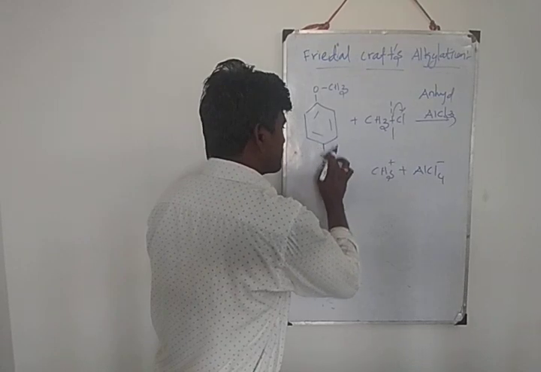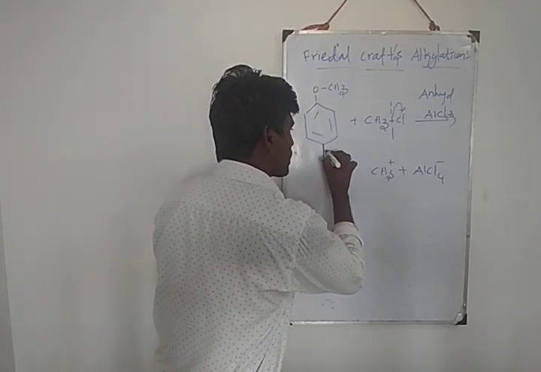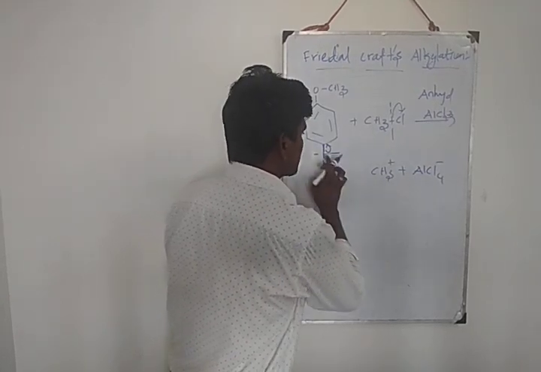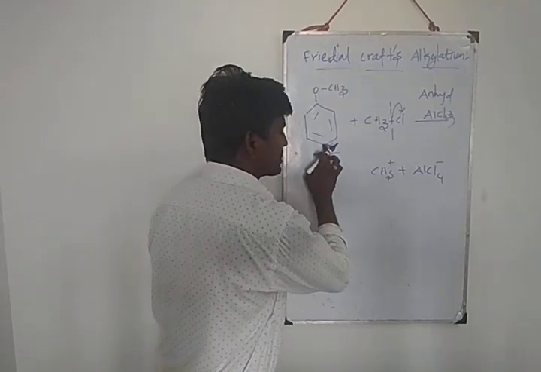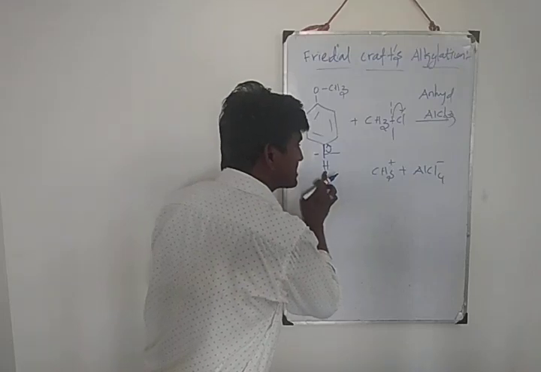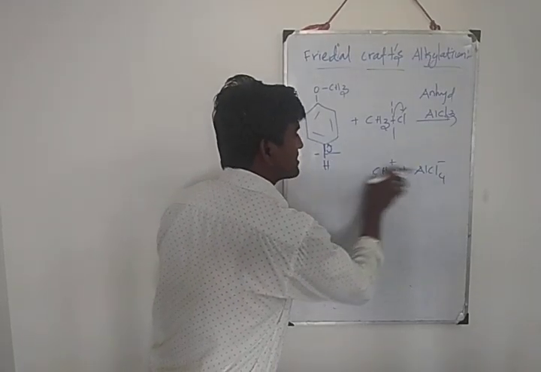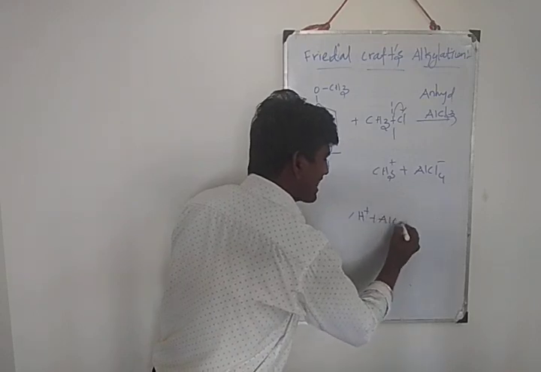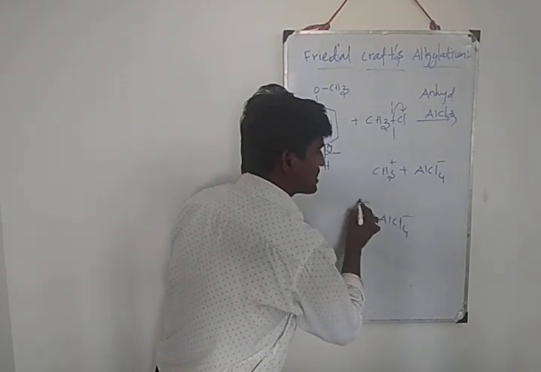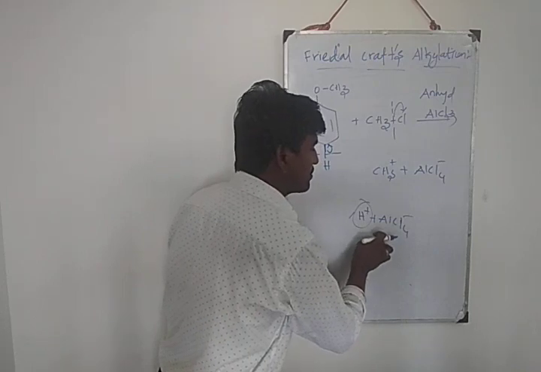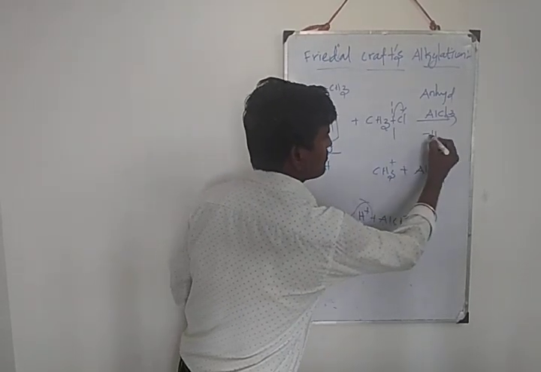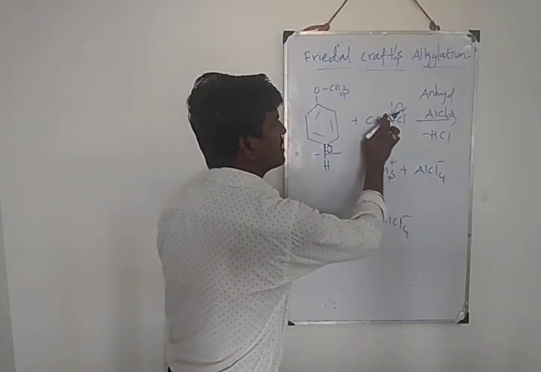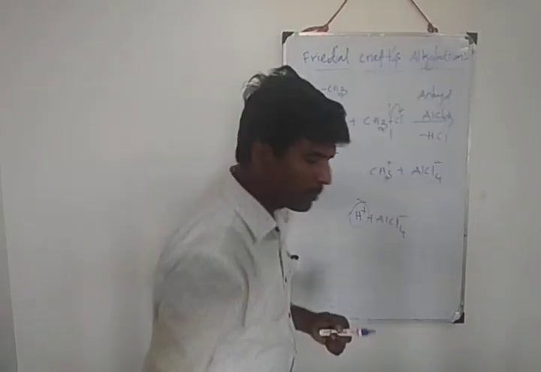Here carbon and hydrogen are present. Which one is more electronegative? Carbon. So here the bond breaks, giving carbon minus and H plus. This H plus combines with AlCl4 minus. What will happen? This H plus accepts Cl minus and becomes HCl. What's the charge of carbon? Minus. This CH3 plus, so bond formation, and you can get the product.